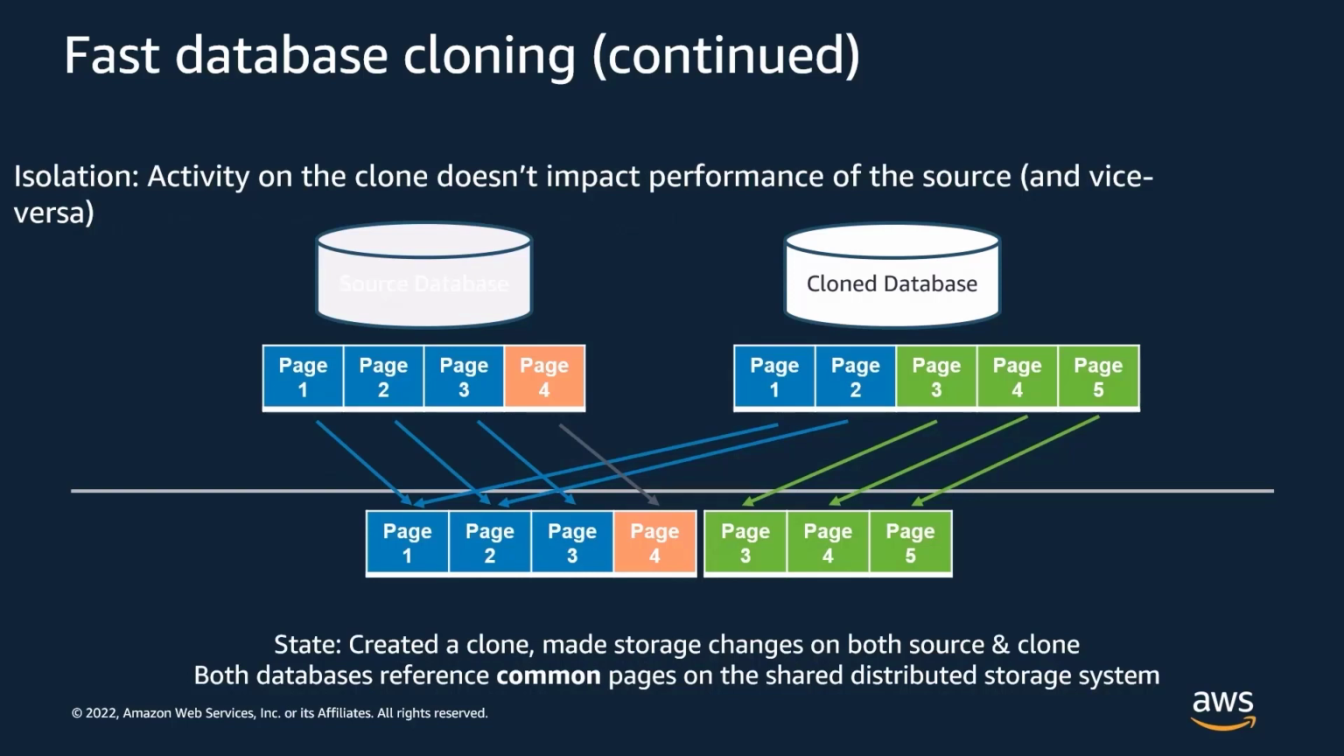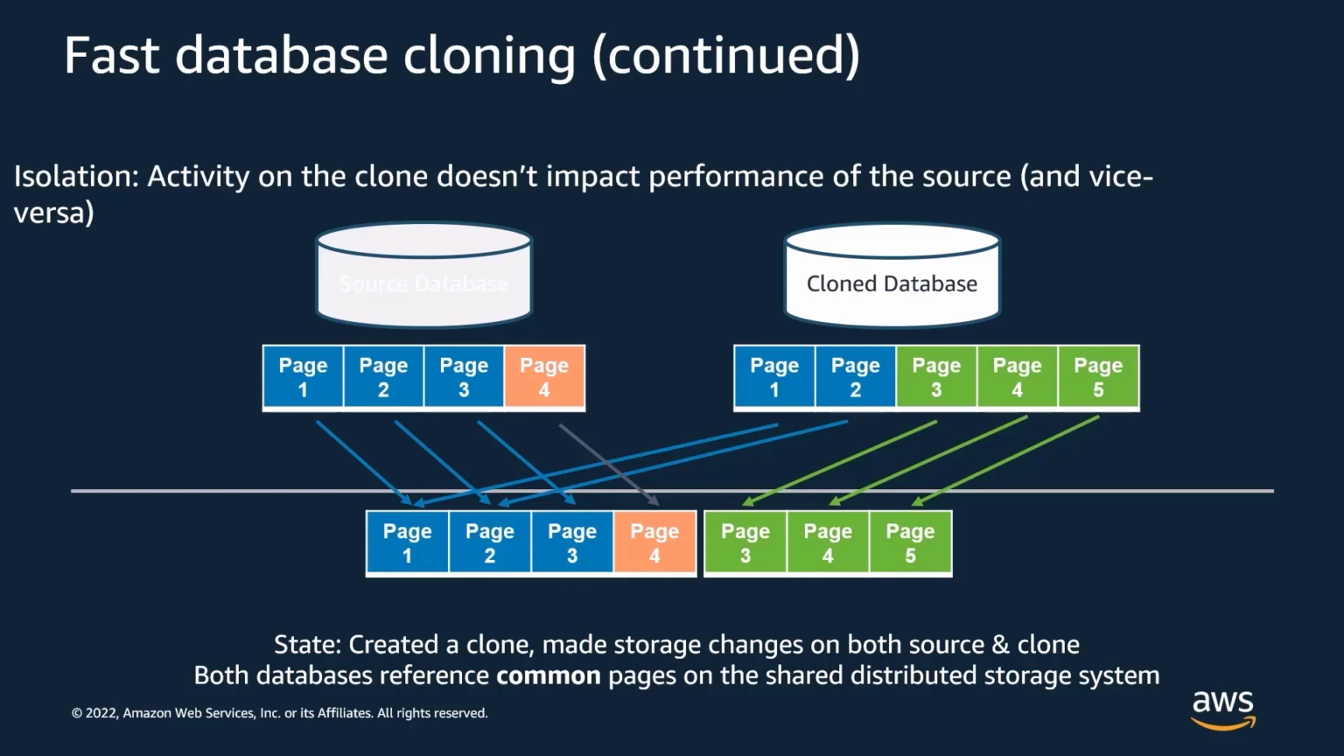Here's an explanation of how fast cloning works under the covers. On this slide, you see the source database on the left-hand side and then the clone database on the right-hand side. Initially, the clone database continues to use the same storage volume and the data pages as the source. But as the source database and the clone databases start to make changes, they start to diverge.